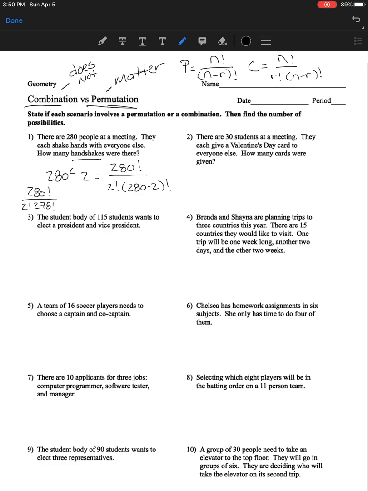Okay, so I'm not even going to waste my time with the calculator on this one because I know the numbers are going to be too big. So let's figure it out the old-fashioned way. I know that 280 factorial is 280 times 279 times 278 all the way down to 1. Starting with the 278 and below, it's all going to cancel. So really all I'm left with is 280 times 279, and then the 2 factorial on the bottom.